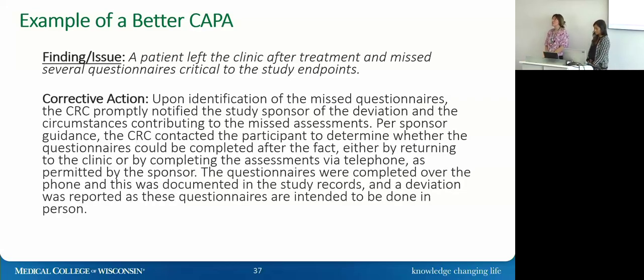So the corrective action: upon identification of the missed questionnaires, the CRC promptly notified the study sponsor of the deviation and the circumstances contributing to the missed assessments. Per sponsor guidance, the CRC contacted the participant to determine whether the questionnaires should be completed after the fact, either by returning to the clinic or completing assessments via telephone as permitted by the sponsor. The questionnaires were completed over the phone, and this was documented in the study records, and a deviation was reported as these questionnaires are intended to be done in person.